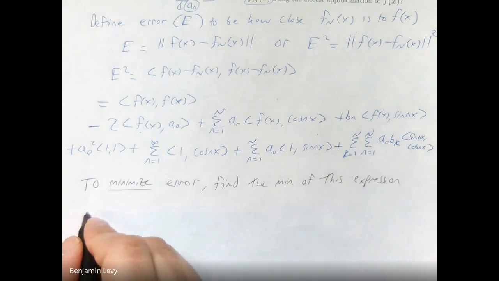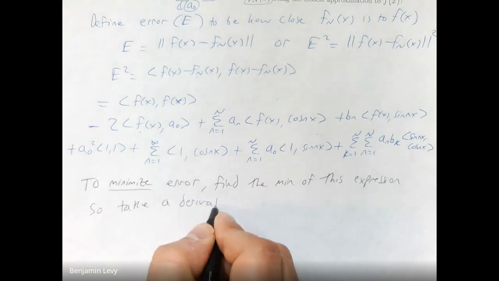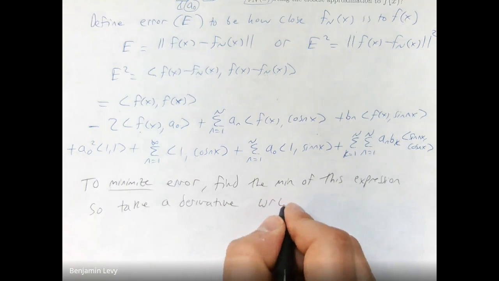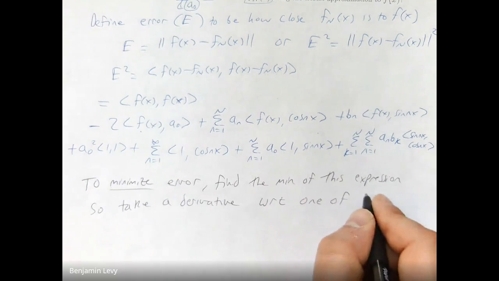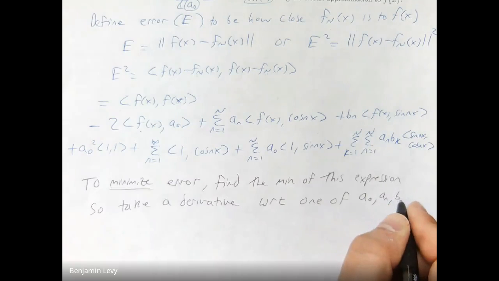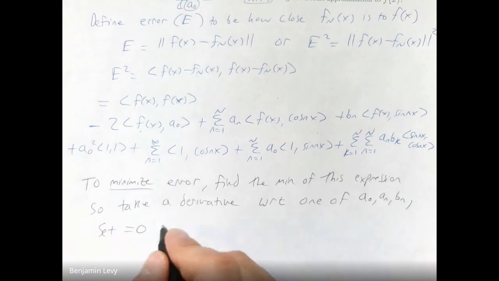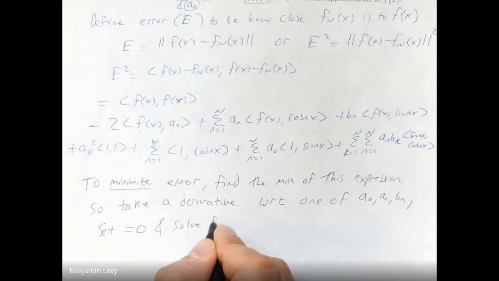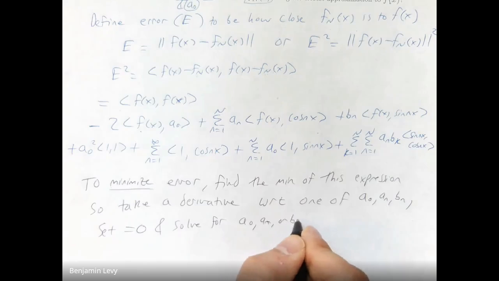And so we're going to take a derivative with respect to one of the coefficients, so with respect to one of either A0, AN, or BN, set it equal to 0, because that's how you find minimums, right? You find the critical points and solve for either A0, AN, or BN, depending on which one we're messing around with.